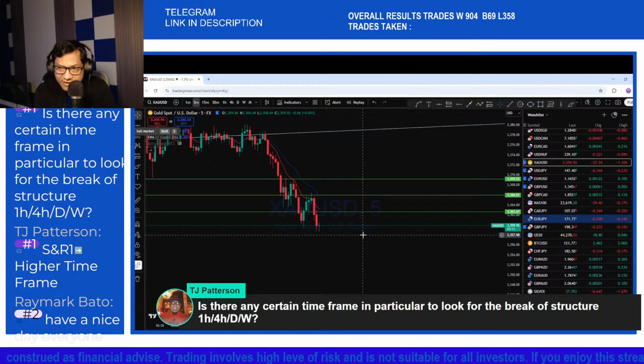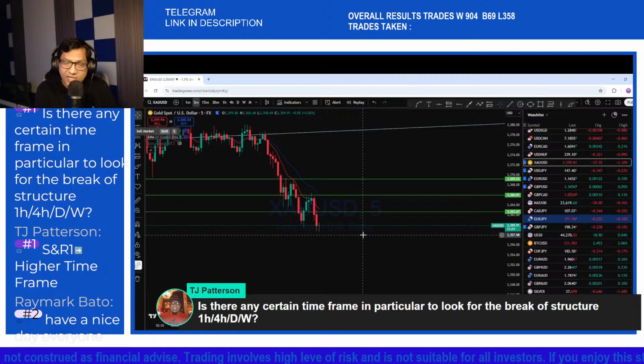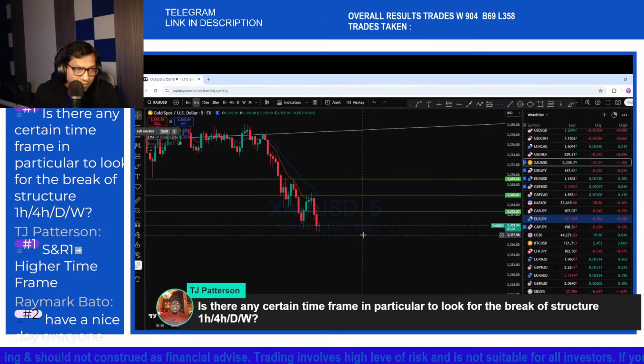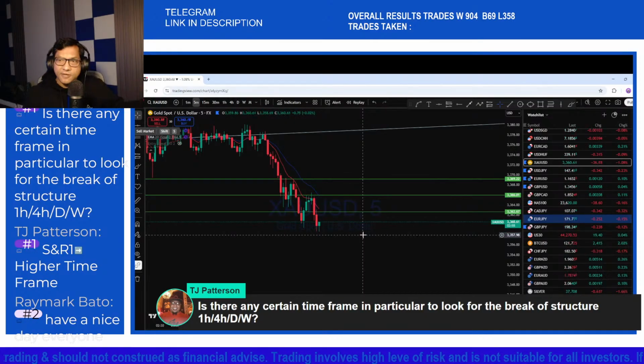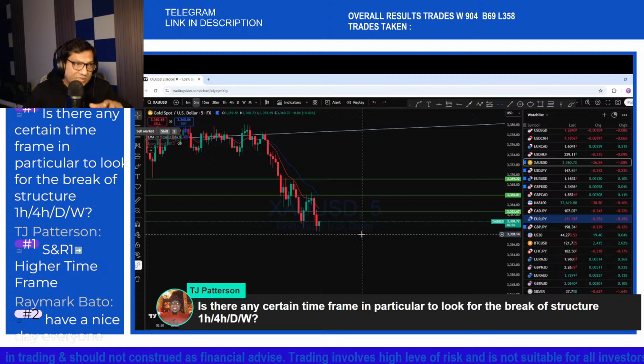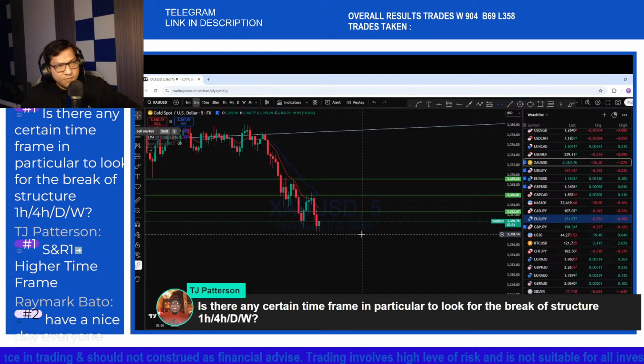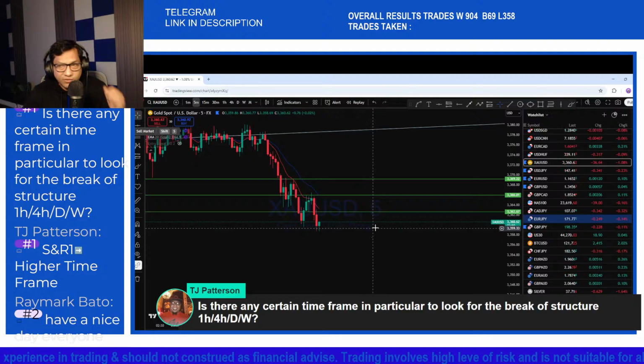You just need to look at what is happening on the daily. Is the market at a key daily level? Because if the market is at a key level of resistance on the daily, no matter whether you are trading on 1 minute, 5 minutes, 15 minutes, or 4 hour, it's the same setup. We need to look for buy or sell based on the levels.